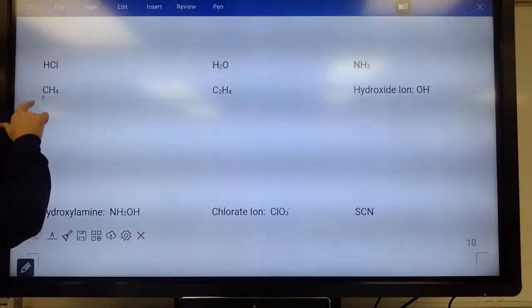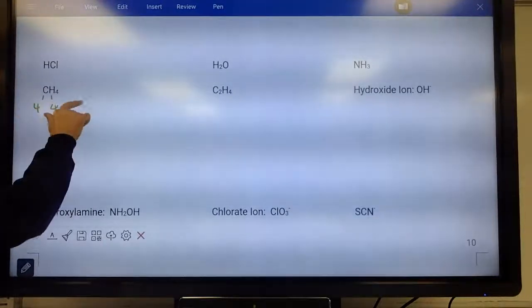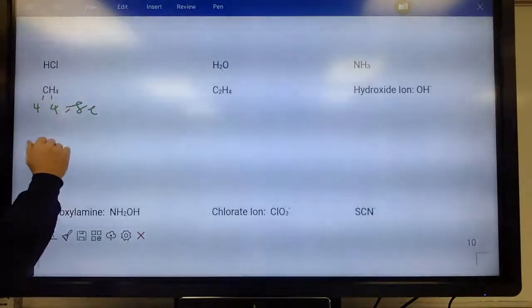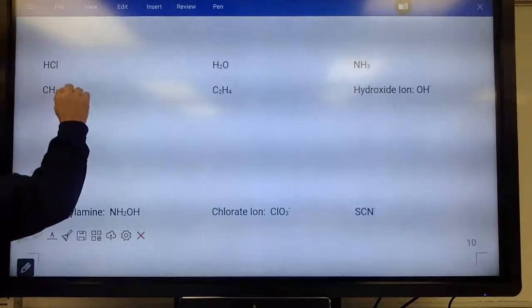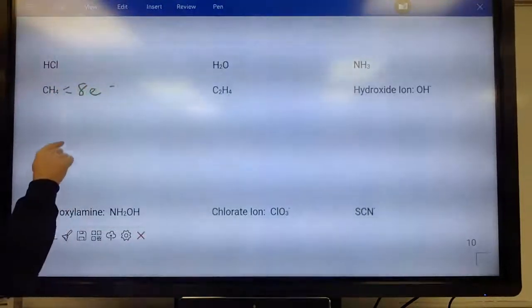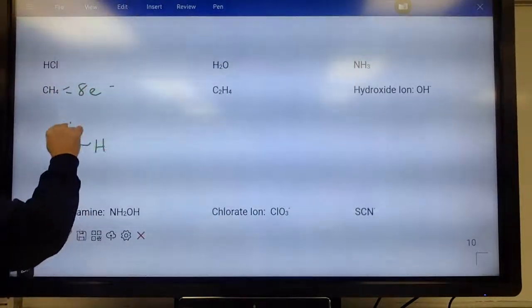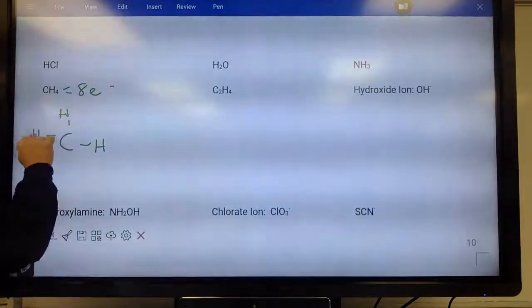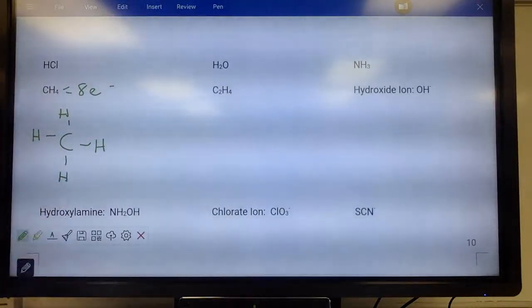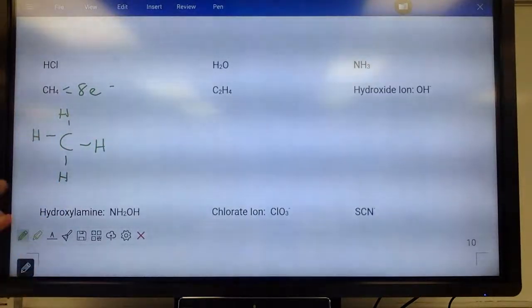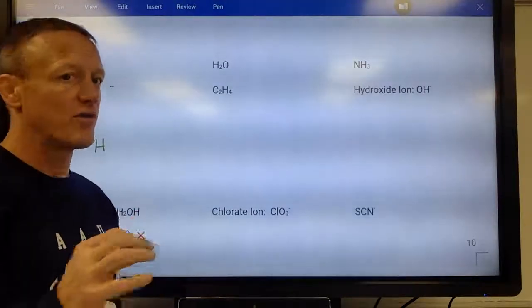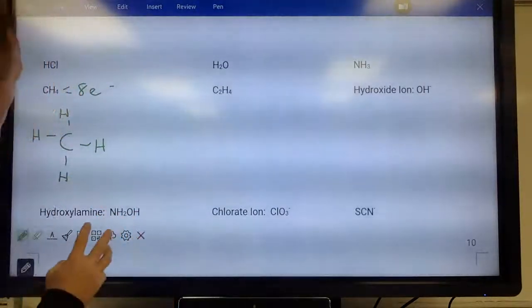All right, CH4. Carbon's got 4 valence, plus 4 there. We have 8 electrons to use. Carbon's your central element. We go hydrogen, hydrogen, hydrogen, hydrogen. We've used our 8 electrons. Carbon will always form 4 bonds, almost always.